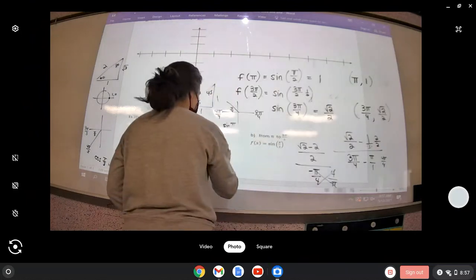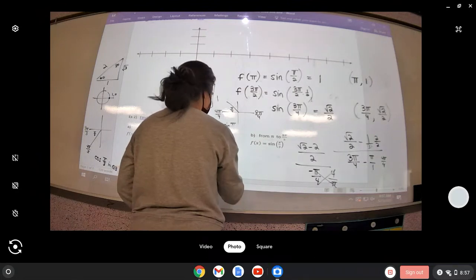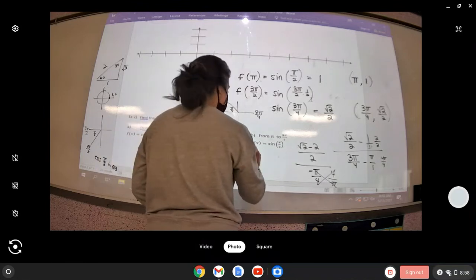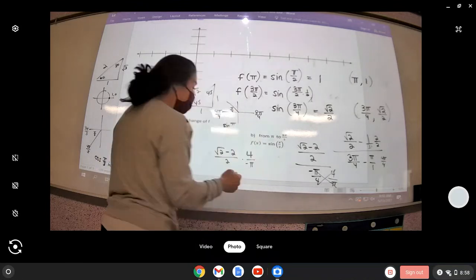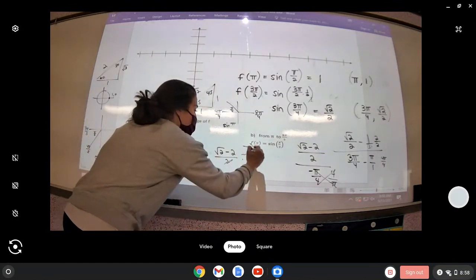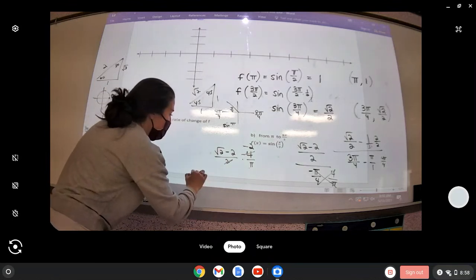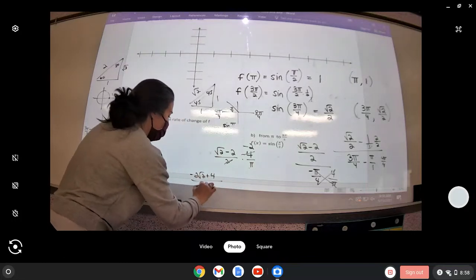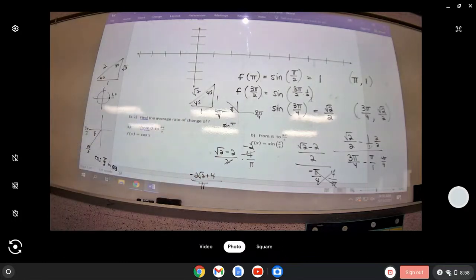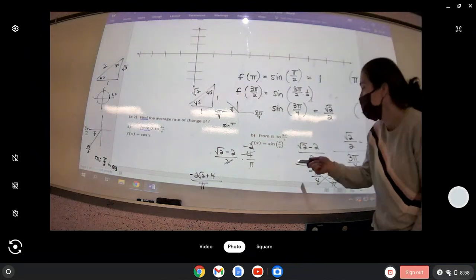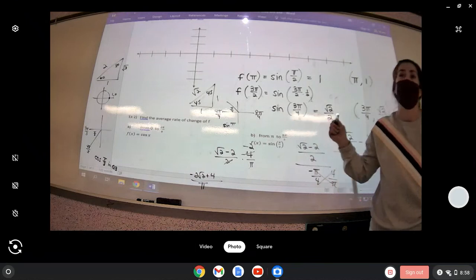I'm running out of room here. I'm going to give my negative to the top, though. It just makes me feel better. So I'm going to get negative 2 root 2 plus 4 over pi. Are you okay? All right, so average rate of change. Just plug your points in, create points. It seems to me the hardest part is you guys working and finding your special ratios.